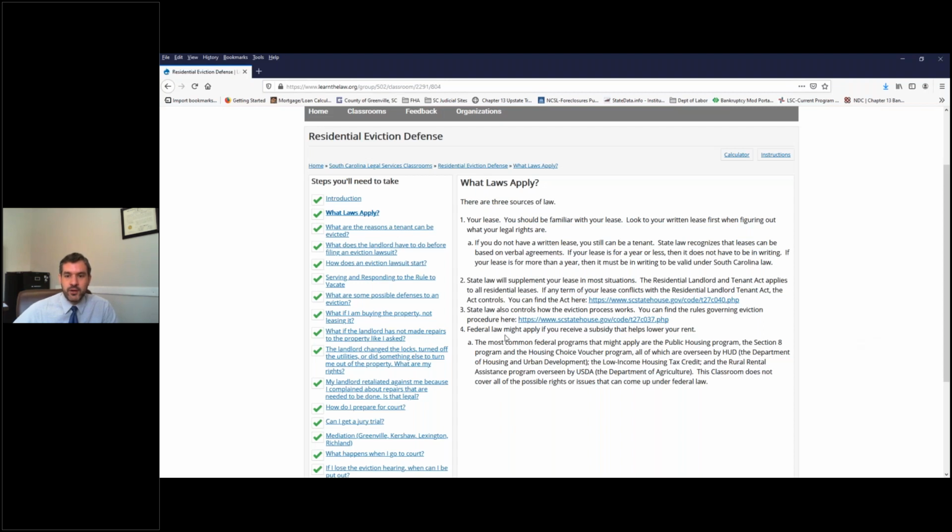And federal law has a lot of complicated rules and regulations depending on which particular program you're in. It goes far beyond the scope of what we're trying to do or able to do in this particular classroom. And so we recommend that if you have a federally subsidized connection, public housing, a housing choice voucher, that you seek out counsel from an attorney to advise you on those particular situations.